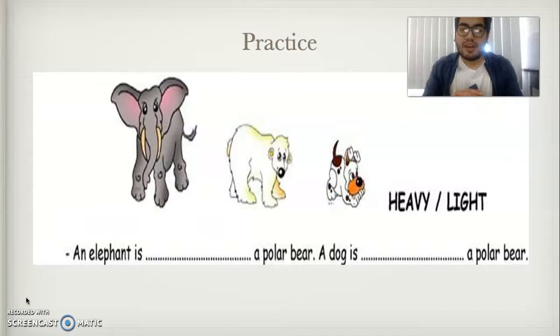We have the adjectives heavy and light. So an elephant is ... a polar bear. What do you think it is? Is it light or is it heavier? That's right, it's heavier. An elephant is heavier than a polar bear. And a dog is lighter than a polar bear. Very good.